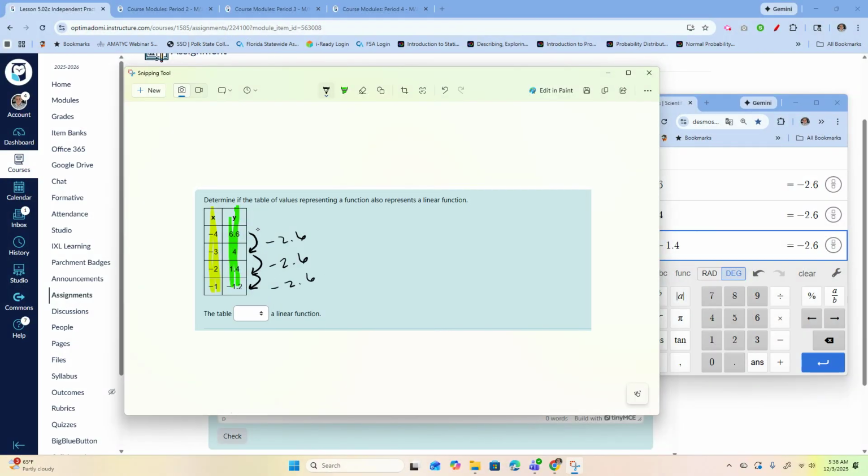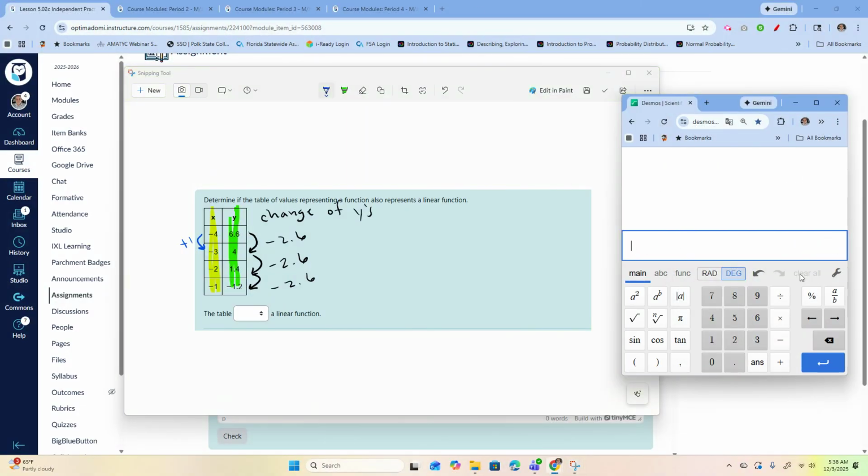So look what I did. I found how much the y's are changing. We call this the change of the y's. Now I'm going to do the same thing for the x's. I want to see how the numbers in the x column change from one row to the next row. Here, from negative 4 to negative 3, we added 1. And how do I know it's 1? I take negative 3 and subtract negative 4, and you can see it's 1.